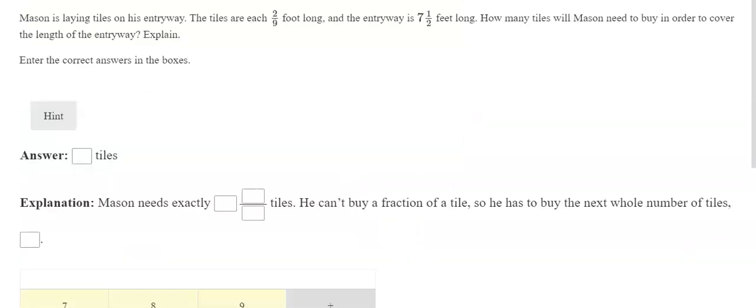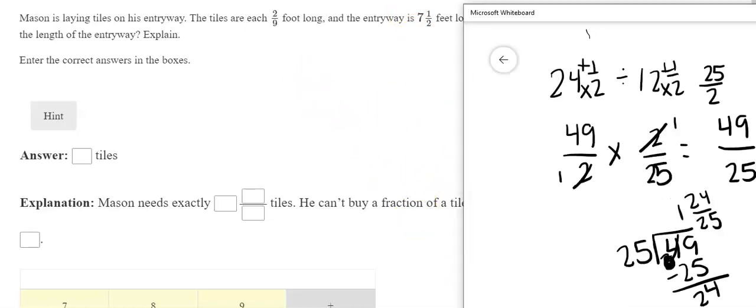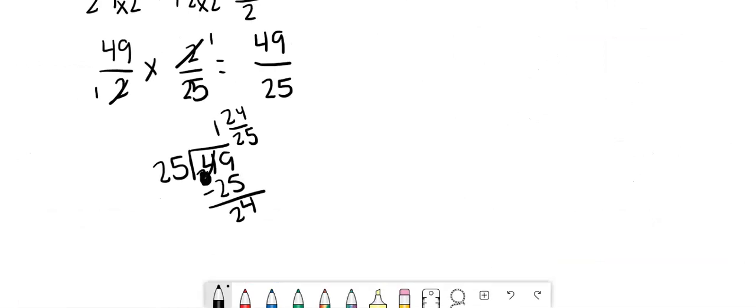Number 13, Mason is laying tiles on his entryway. The tiles are 2/9 foot long, and the entryway is 7.5 feet long. How many tiles will Mason need to buy in order to cover the length of the entryway? So we're going to take 7.5 and we're going to divide it by 2/9. So 7 times 2 is 14 plus 1 is 15. So 15 over 2. Division changes to multiplication, then we're going to flip.